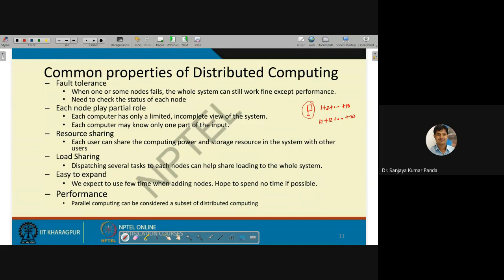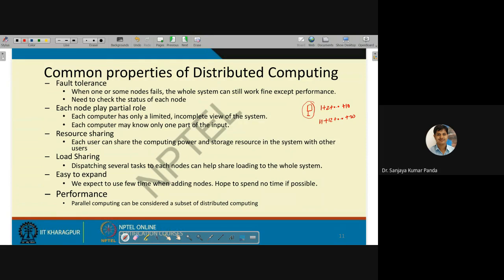That's why each user can share processing power and storage with other users. Today you need more computation, I'll help you by sharing my computer resources. Tomorrow, you need something to execute, or you want to deal with a scientific engineering application, you need computation power, you need storage, I'll help you. Like that, multiple computers come together to provide the services. That's why it is called resource sharing.